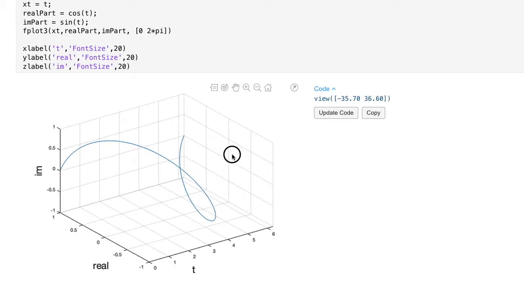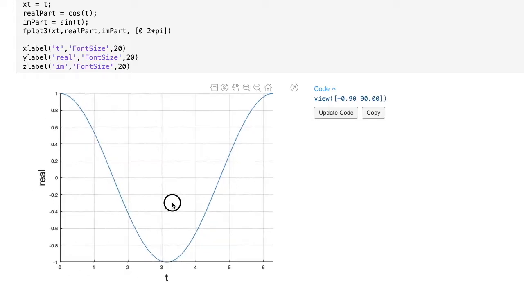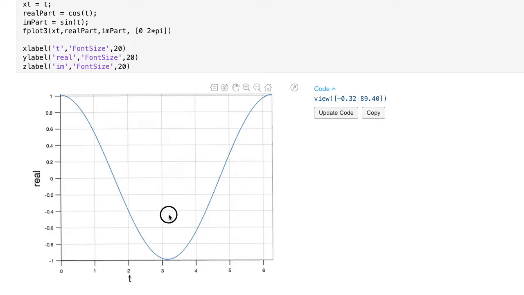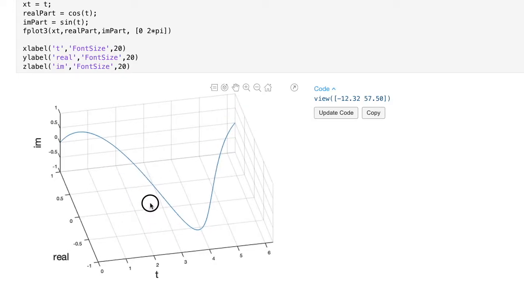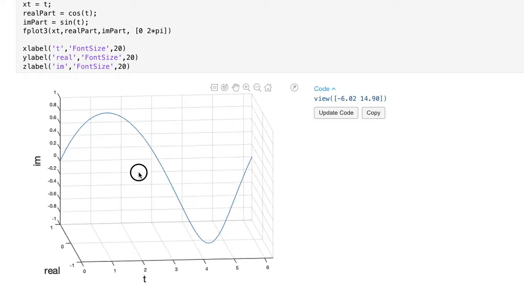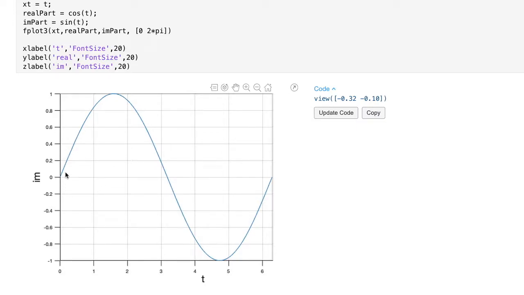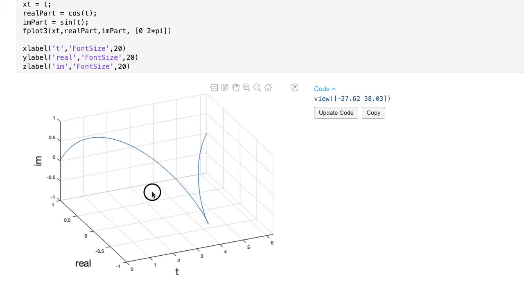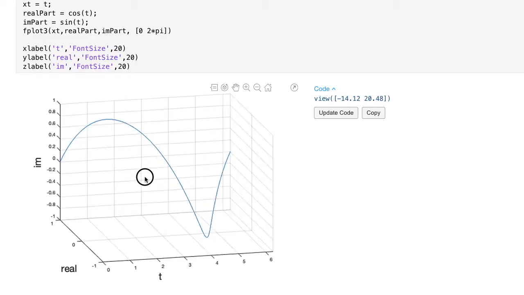Now if I rotate so that we face towards the real axis and t-axis and we don't see the imaginary part, as you can see, that turns into a cosine. Now if I rotate again to look from in front of the imaginary part, and the real axis vanishes, as you can see, this is a sine. So this function is also periodic, and its integral over a period is 0.